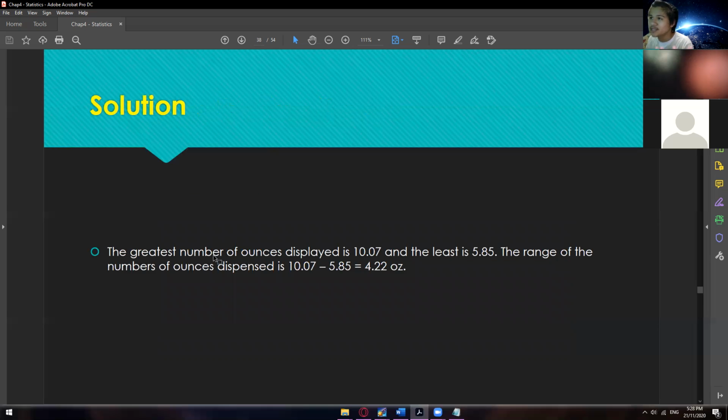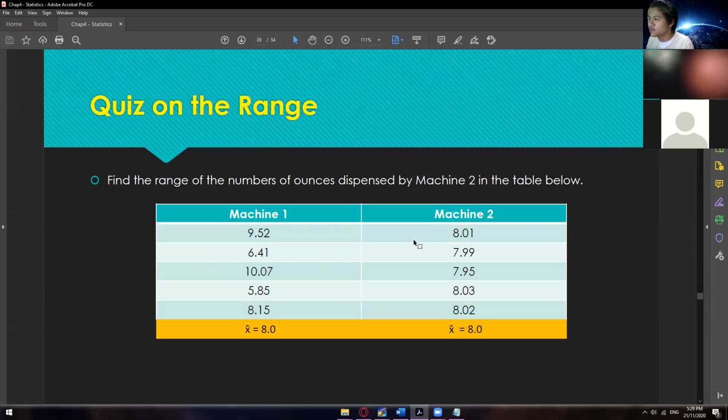So in your quiz, you're going to get the range of machine number 2. Find the range of the numbers of ounces dispensed by machine 2 in the table below. This is already like a bonus, but I just want you guys to experience how to get a range. Later on, you'll be having more of this once you have your final exam.